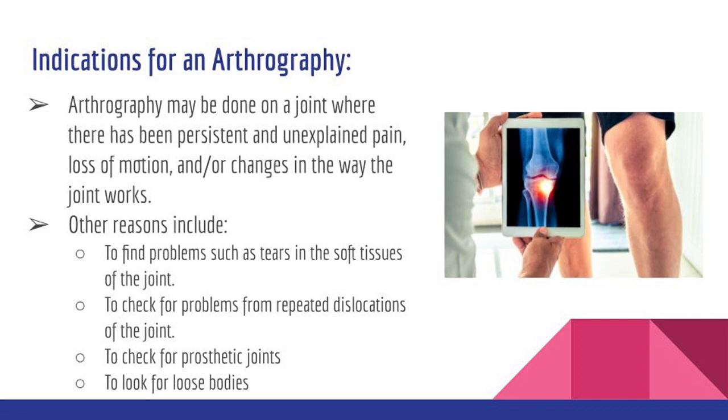Indications for arthrography. Arthrography may be done on a joint where there has been persistent and unexplained pain, loss of motion, and/or changes in the way the joint works. Other reasons could include to find problems such as tears in soft tissues of the joint, to check for problems from repeated dislocations of the joint, to check prosthetic joints, or to look for loose bodies.